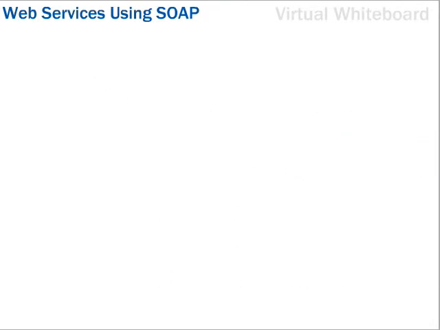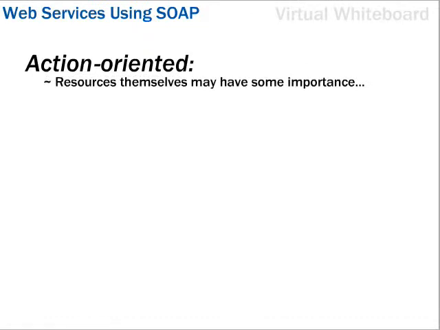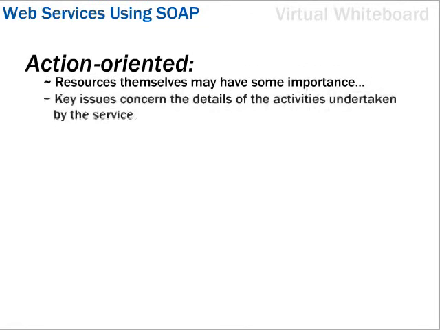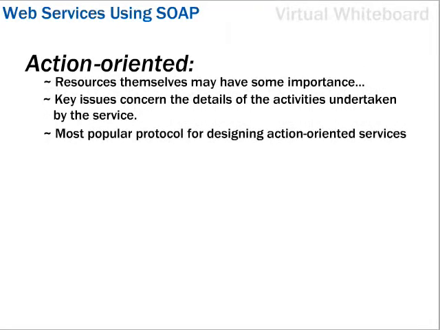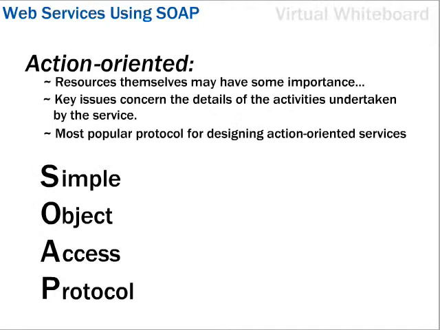In certain cases, however, we are more interested in the actions a web service can carry out than in the resources it can control. We might perhaps call such services action-oriented. In these situations, the resources themselves may have some importance, but the key issues concern the details of the activities undertaken by the service. Perhaps the most popular and widely used protocol for designing action-oriented web services is SOAP, the Simple Object Access Protocol.